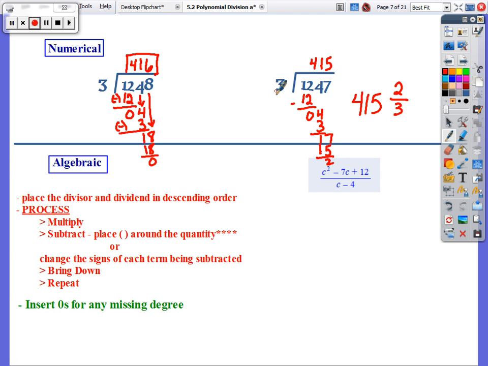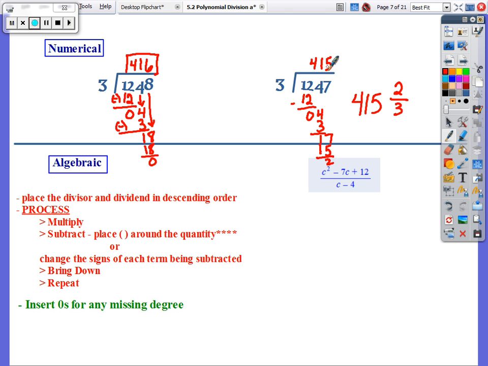And this is a good way to justify your answers. I can justify it by saying the remainder is not 0. If the remainder is 0, these would be considered factors, like this one over here. However, these are not; the remainder is not 0, so those are not considered factors of 1247.